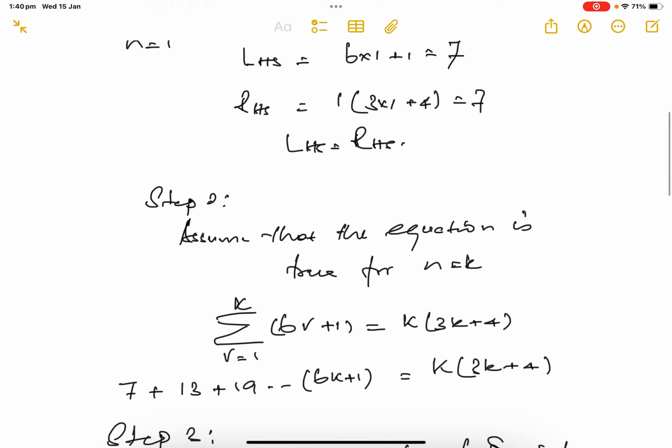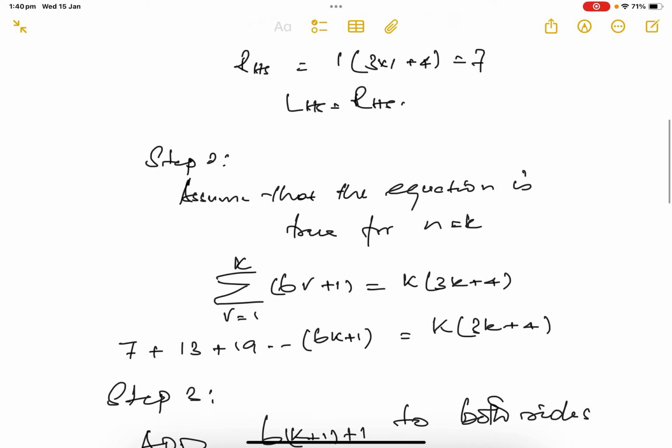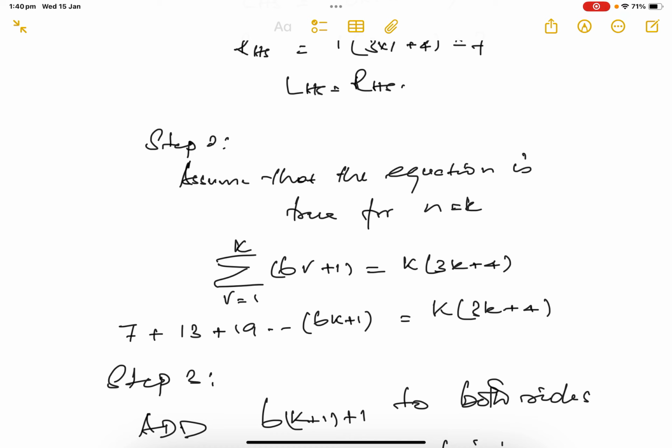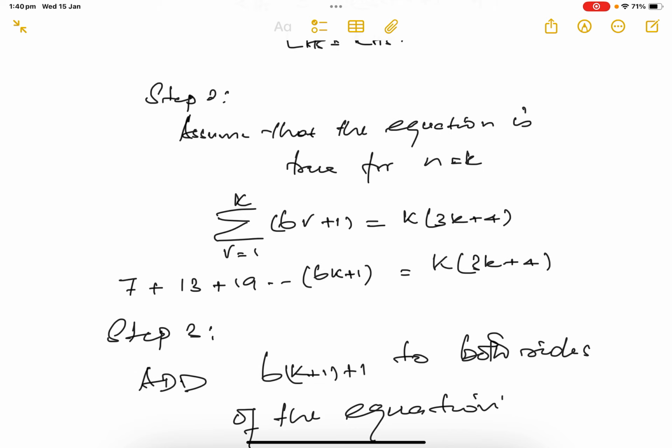Step 2, assume that the equation is true for n equal k. So if that's so, then we can rewrite that the sum of (6r + 1), r from 1 to k, equals, instead of n, k times (3k + 4). That is, we assume that is true.